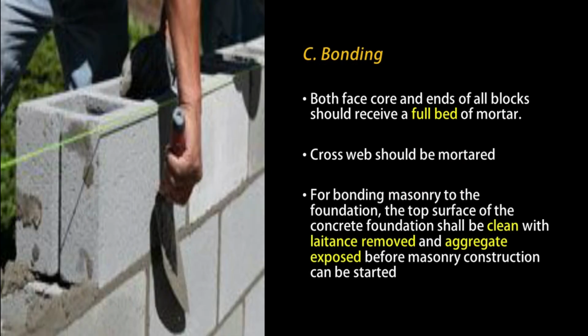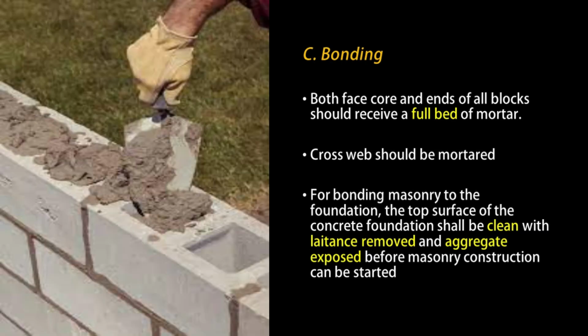Bonding. Concrete masonry units shall be laid with the thicker edge of the core up to provide a wider mortar bed. Both face, core, and ends of all blocks should receive a full bead of mortar. Cross web should be mortared.